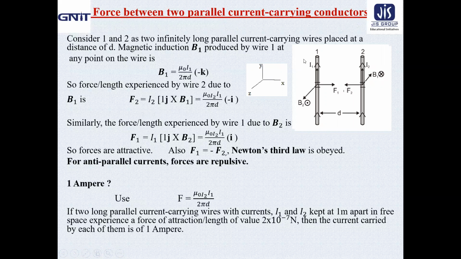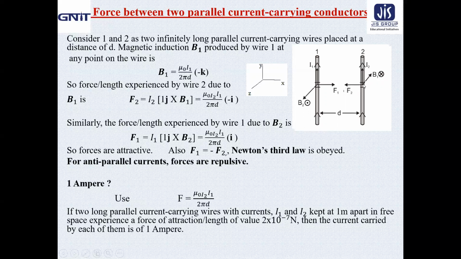Let us consider two parallel current carrying conductors, 1 and 2, carrying currents I1 and I2. The two conductors are of infinite length and let the separation between them be d. Now, the magnetic induction B1 produced by wire 1 at any point on wire 2. What about that magnetic induction? Mu naught I by 2 pi d according to Biot-Savart's law. And what about the direction? Already we discussed the direction in the last class. It will be along this direction following the right-handed corkscrew rule.